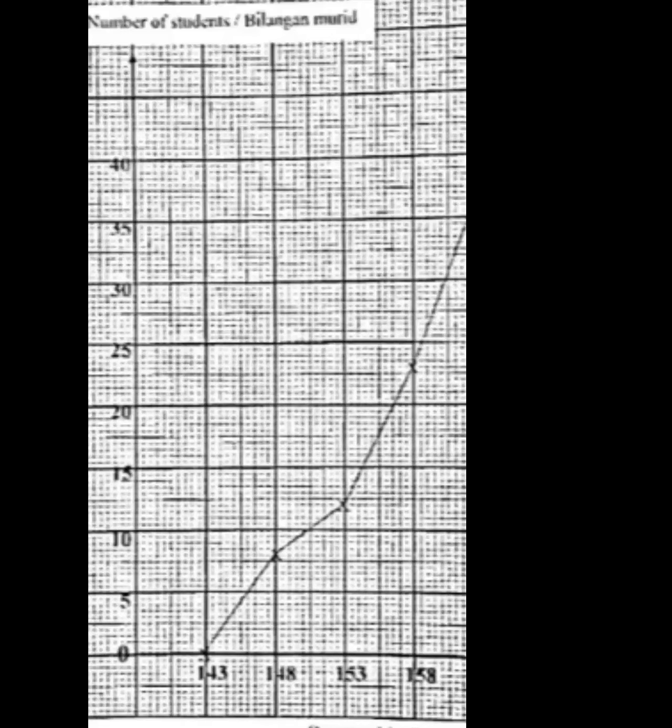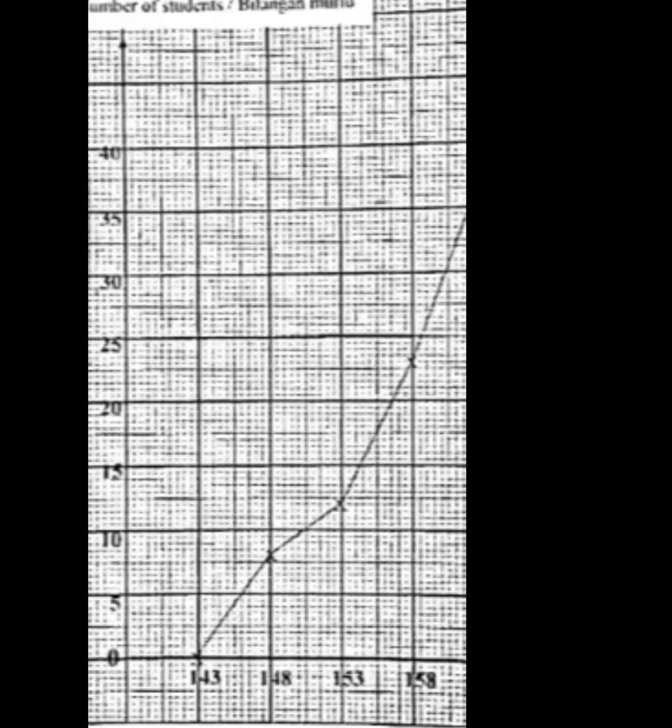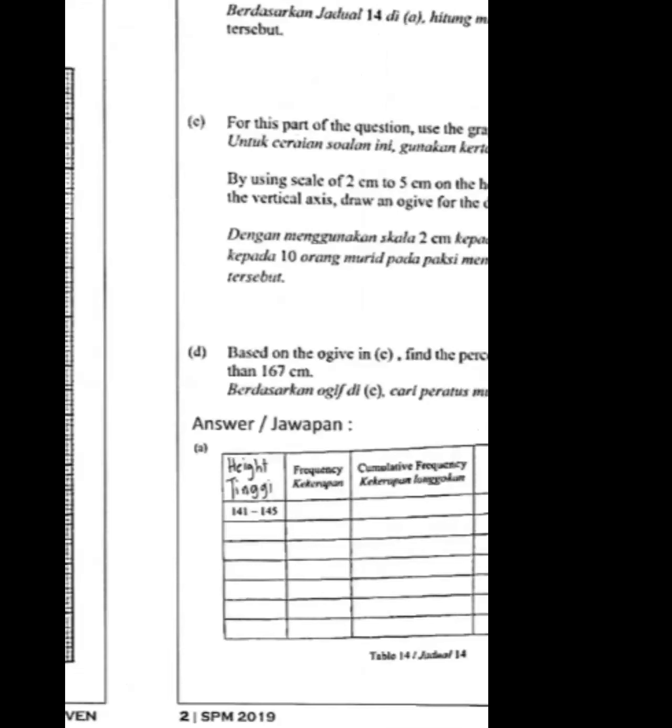So you just look at 148 and see how many students, the frequency, there is. You can see that it shows 8 students. So you just write 8 there, just like that. So I guess you guys know how to find the height and frequency as well.